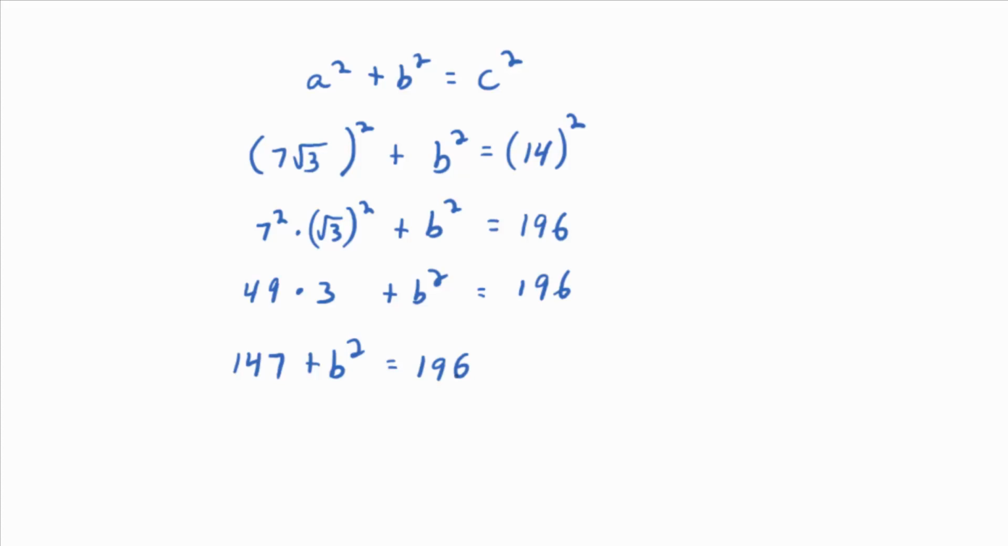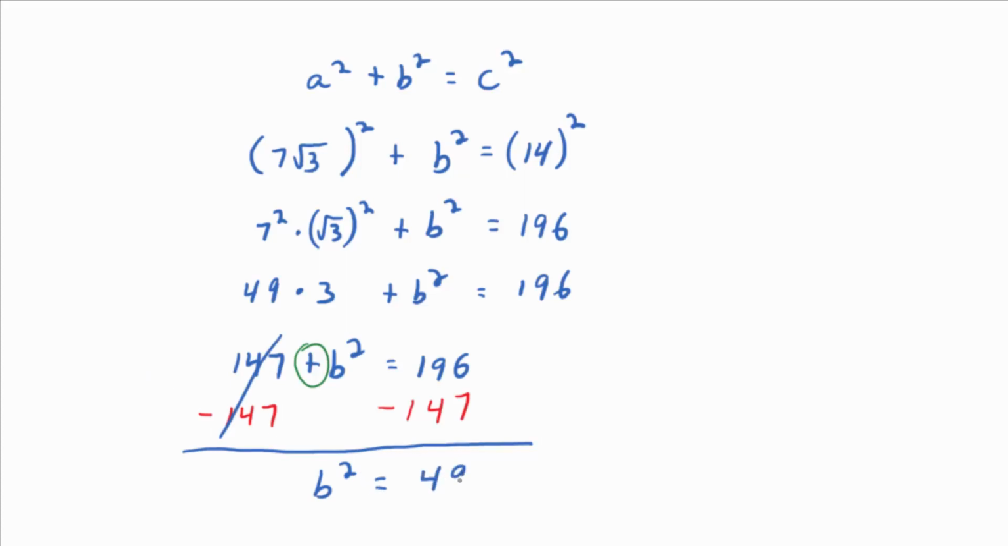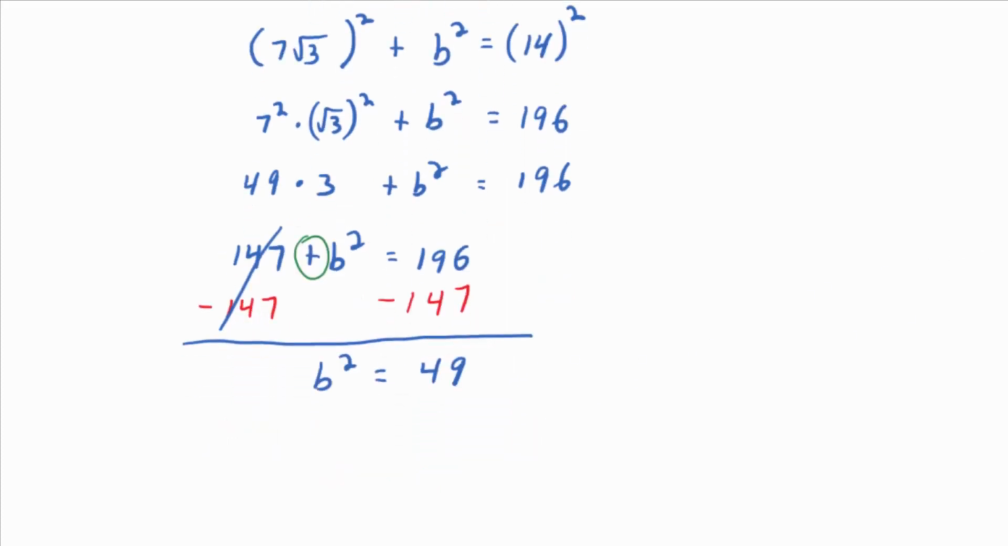So how do we get 147 to the other side if 147 and B squared are attached with addition? How do we undo addition? So subtract 147. In other words, solve for B squared. Subtract 147, and you end up with just B squared on the left side. What's 196 minus 147? 49. Oh, that's nice. 49.